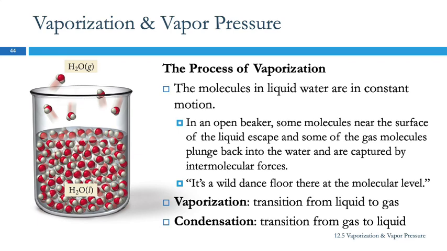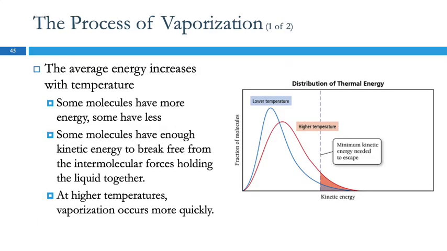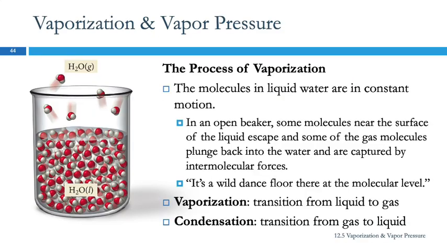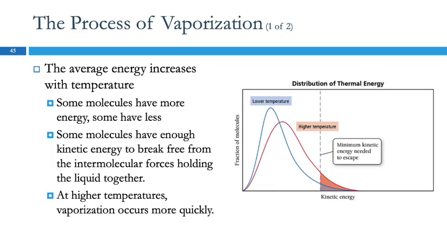At a higher temperature, you have more of these particles that have enough energy to escape, and so they will escape faster. So things evaporate faster at higher temperatures. That's why we put our wet clothes in the dryer. The dryer heats them because it makes them dry faster, makes the water evaporate faster. So at higher temperatures, vaporization occurs more quickly.